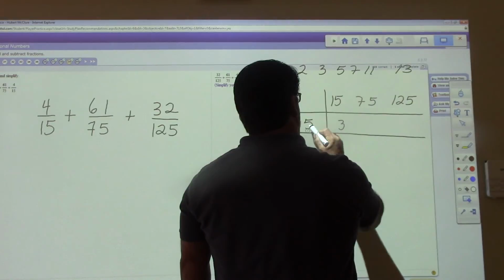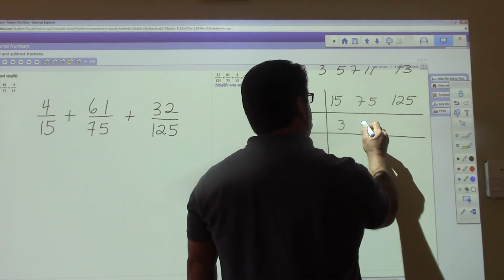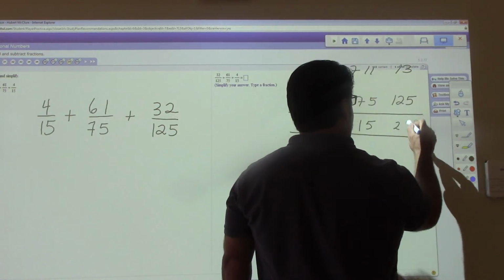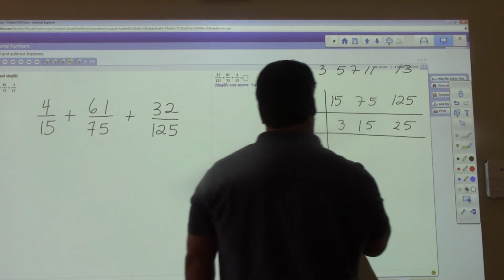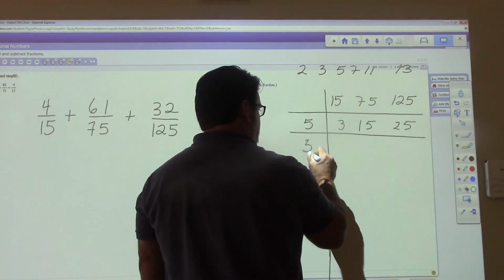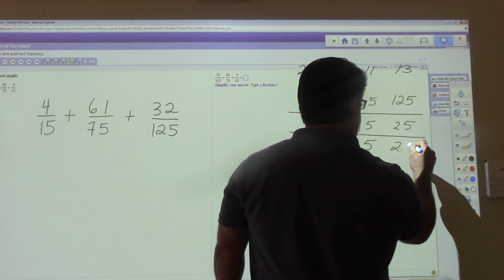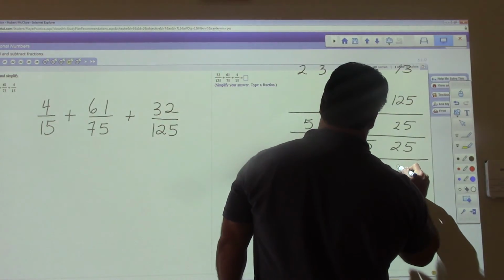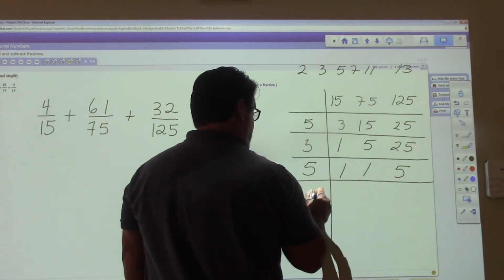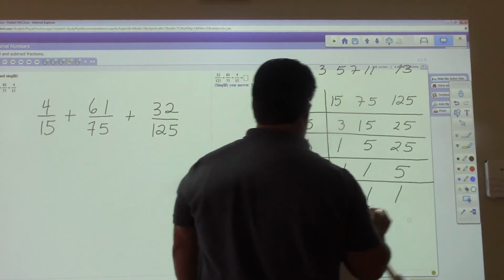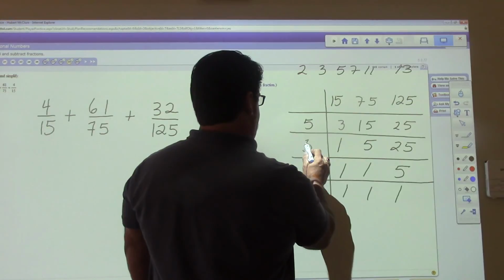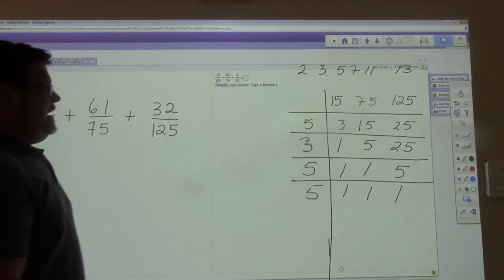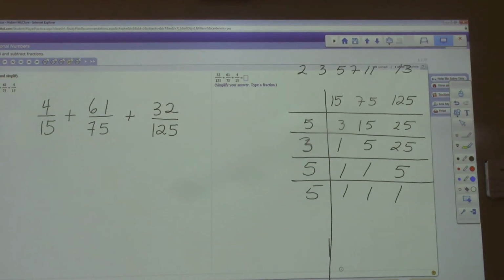3. 5 will go into 75. 5 will go in there 1 time. 5 times. 5 will go into 25 2 times. 25 will be 5. 3 be 1, 5, 25. 5 be 1, 1, 5. 5 will be 1, 1, 1. And that's a 5. Is that a 5? What is that? 3. And what's 5 times 5 times 5? 125. And what's 125 times 3?